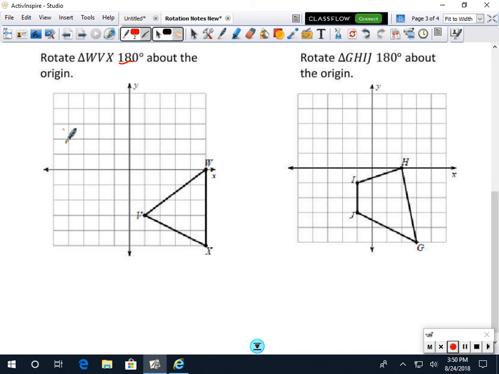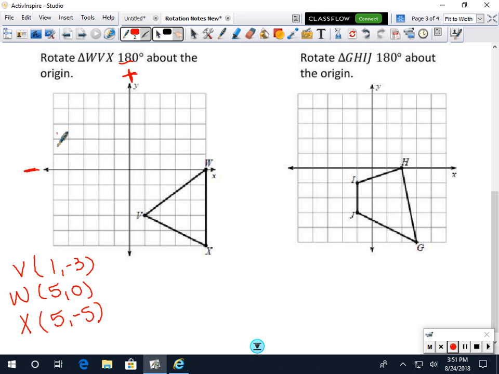And I know in this area here, the X is negative and the Y is positive. Okay, so I'm going to write down the coordinates for my original shape. So V is at the point 1, negative 3. W is at the point 5, 0. And X is at the point 5, negative 5.